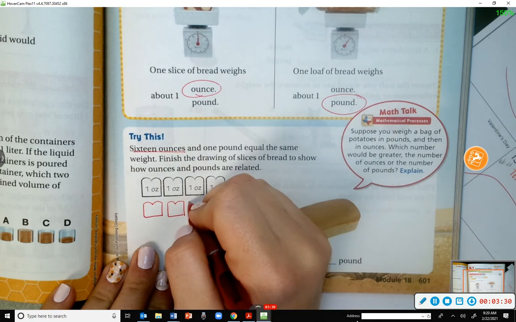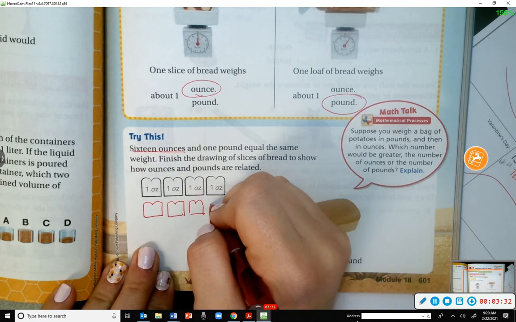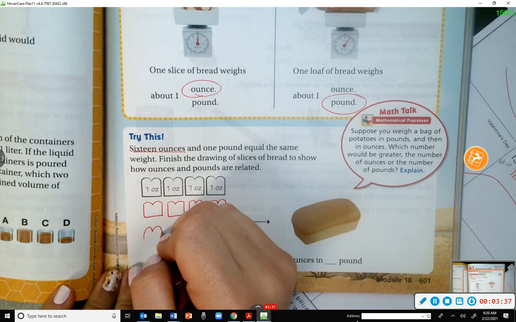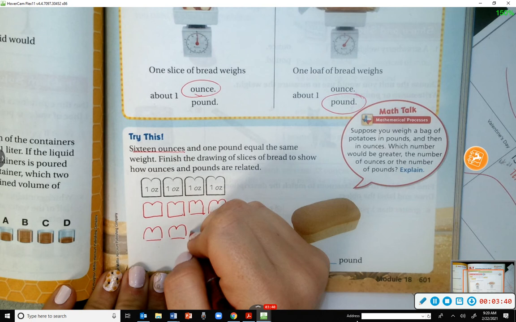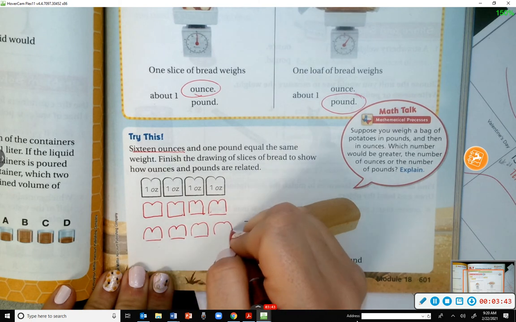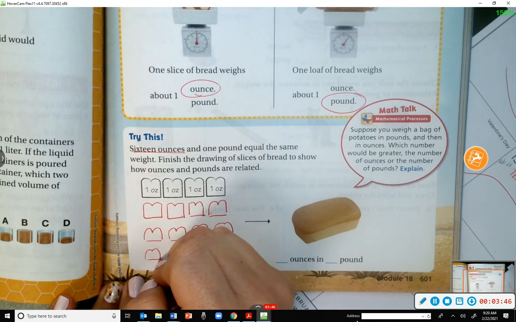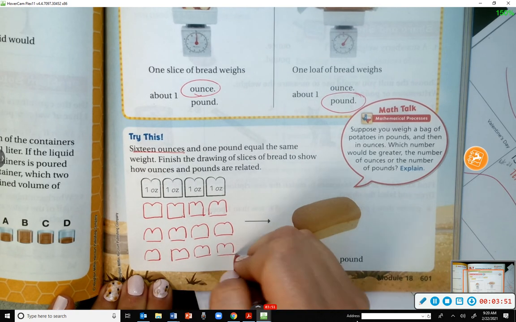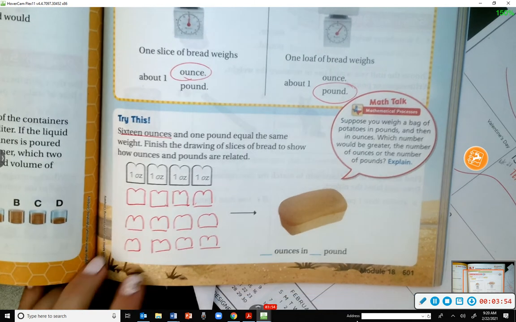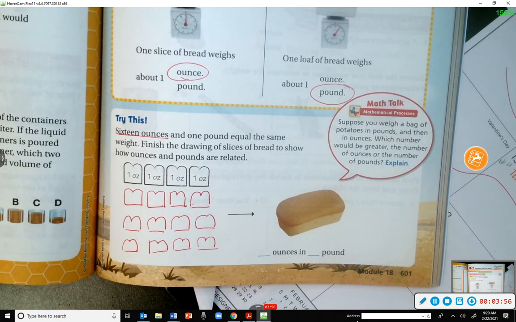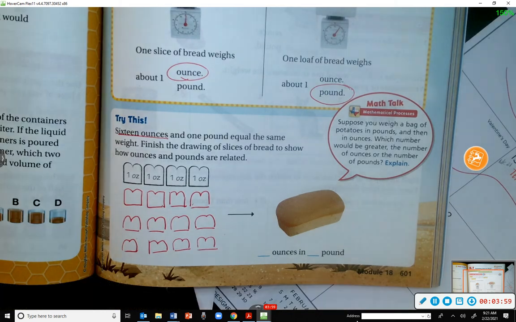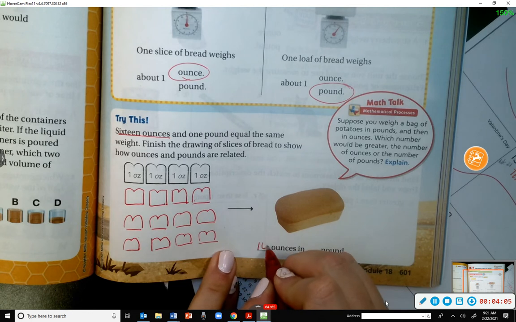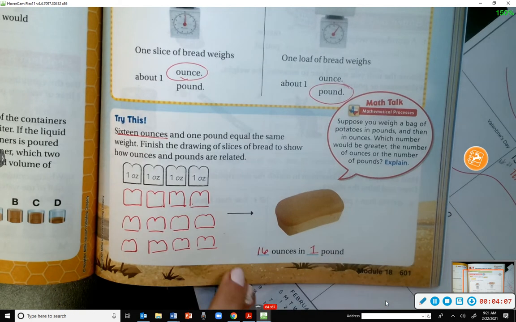There's 6, 7, 8, 9, 10, 11, 12, 13, 14, 15, 16. So it takes about 16 slices of bread to equal 1 pound. 16 ounces and 1 pound.